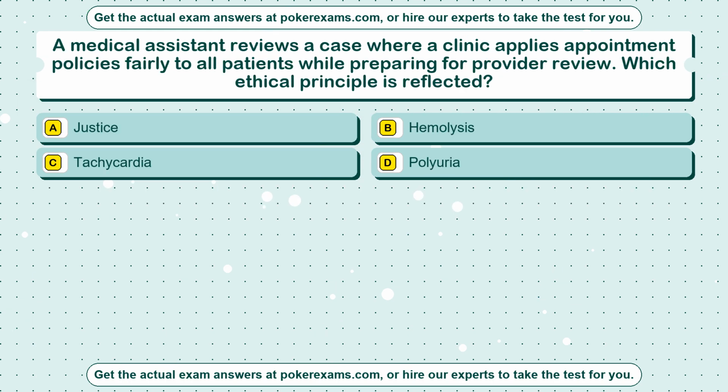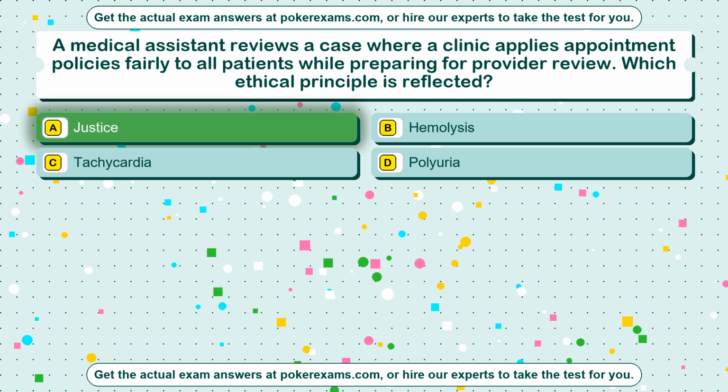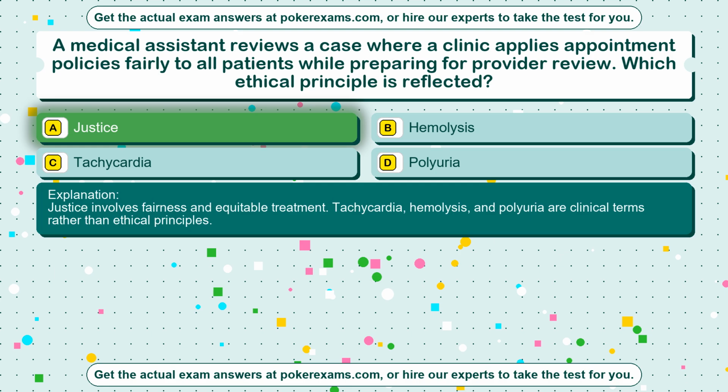Question 86. A medical assistant reviews a case where a clinic applies appointment policies fairly to all patients while preparing for provider review. Which ethical principle is reflected? Option A, justice. Option B, hemolysis. Option C, tachycardia. Option D, polyuria. The correct answer is option A, justice. Justice involves fairness and equitable treatment. Tachycardia, hemolysis, and polyuria are clinical terms rather than ethical principles.